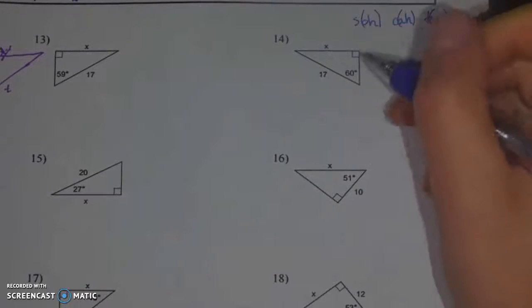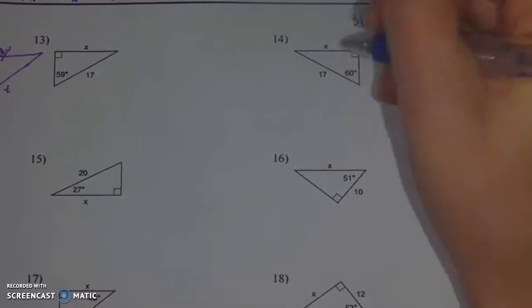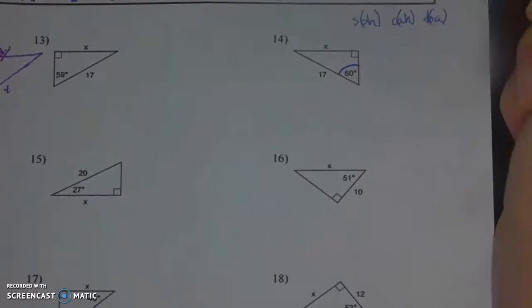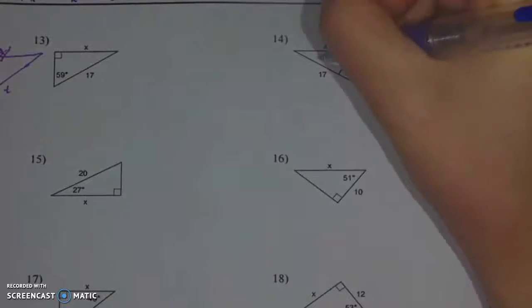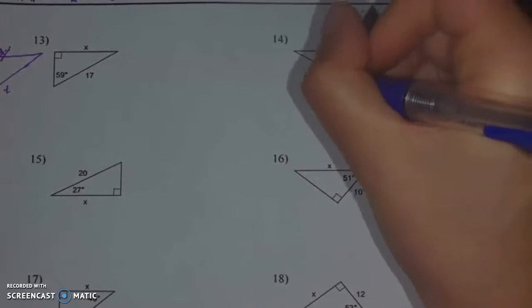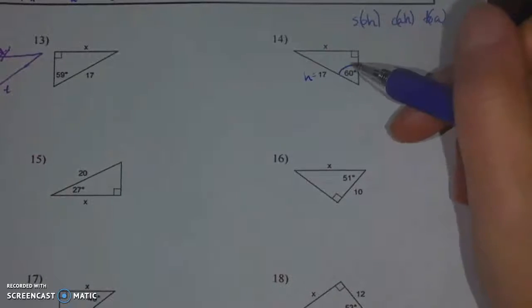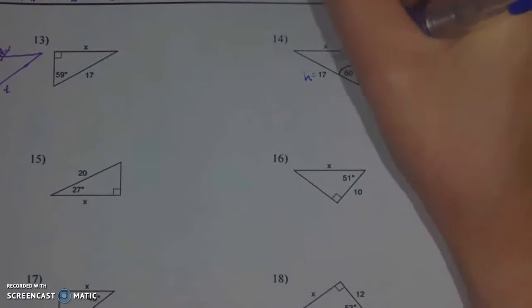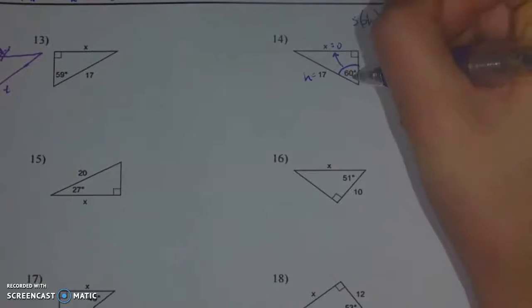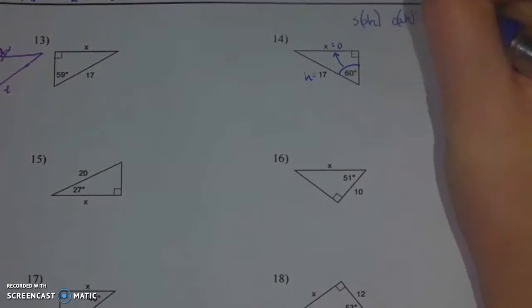So let's go through the first problem. So I have the angle 60, and that's the one I'm going to work with. The other two sides that I have are the hypotenuse, 17, because it's opposite of the right angle, and I have x, that's the side I want, which is the opposite of the angle that's given me, so I'm going to label it as O.